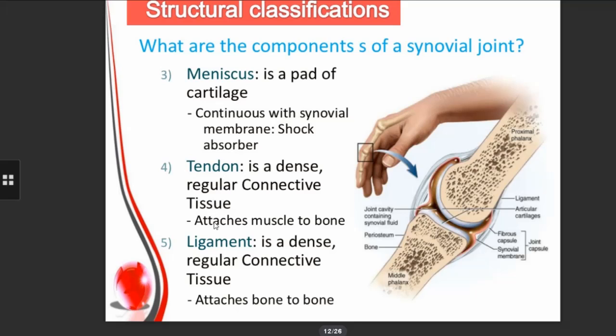Fifth one is the ligament. Ligaments are dense regular connective tissue which attach bone to bone. Here you can see that this is a ligament coming from one bone to another bone. This is the ligament.